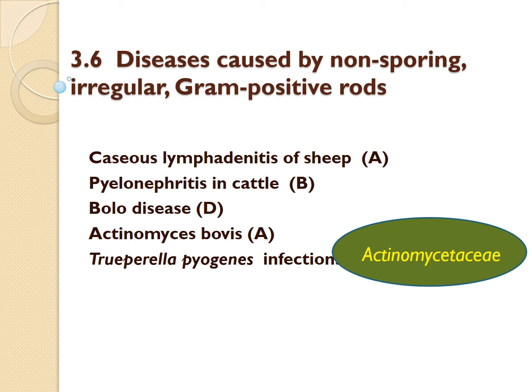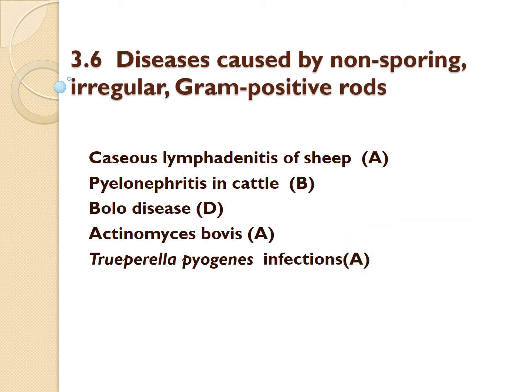Diseases caused by the Corynebacteria Actinomyces are caseous lymphadenitis of sheep and goats, pyelonephritis of cattle, and Bola disease. Then we will look at infections caused by Actinomyces bovis and Tuberella pyogenes, members of the Actinomyces Tpyogenes family.